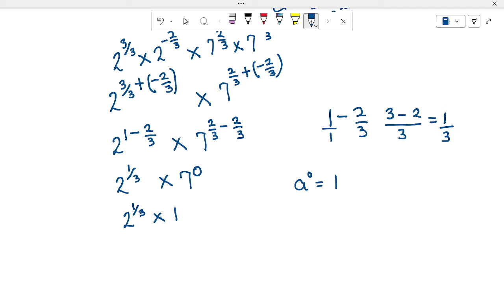Did you get it so far? So what will your answer be? Your answer, therefore, is 2 raised to power 1 all over 3. It is 2 raised to power 1 all over 3 times 1, which is 2 raised to power 1 all over 3. Or, you can tell me what that can be. 2 raised to power 1 all over 3 will be what? The cube root of 2. Good.